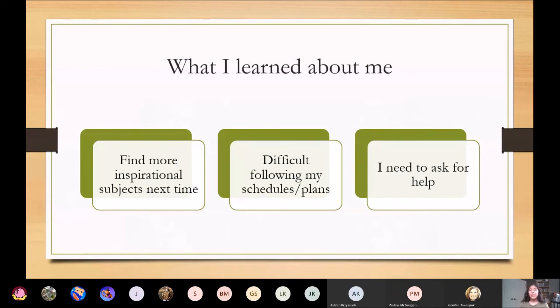What I learned about myself was that I can get bored really easily over something, and sign language just wasn't my thing, and I needed to find something that actually inspired me to continue. I also learned that I need to work on following schedules and plans for the future, because then I got stressed out when I was doing sign language, because I wasn't learning as much as I wanted to. And I also learned that I need to ask for help more often.